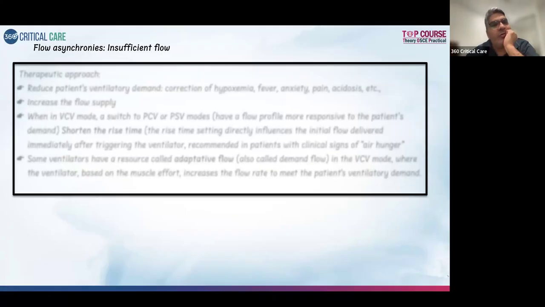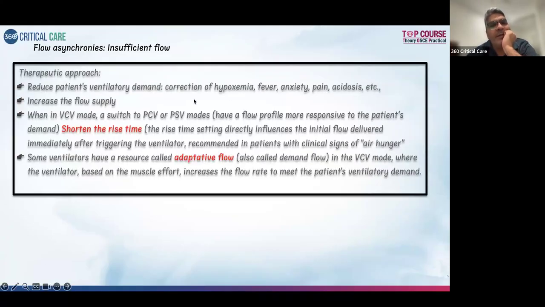Insufficient flow, how do you treat it? Reduce patient ventilator demand: correct hypoxemia, fever, anxiety, pain, etc., so that the patient starts to breathe normally, less frequently. You can increase the flow when you are setting the patient on a volume control mode. Or you can switch to a pressure control or pressure support mode and have a flow profile more responsive to the patient's demand. It shortens the rise time. So if you shorten the rise time, then the flow can be met easily.